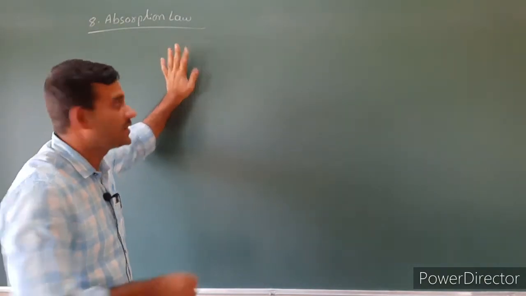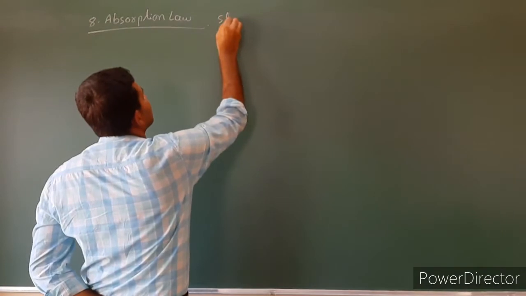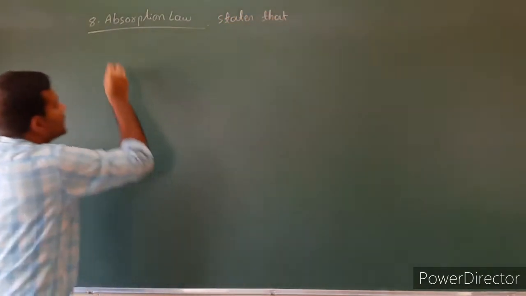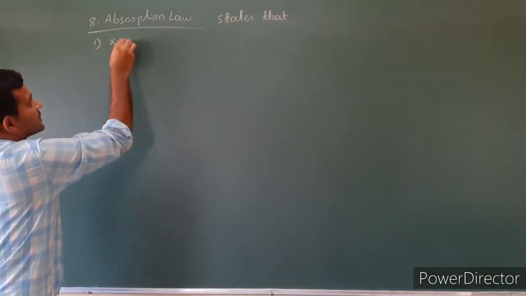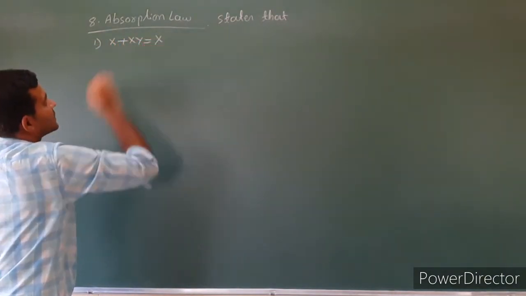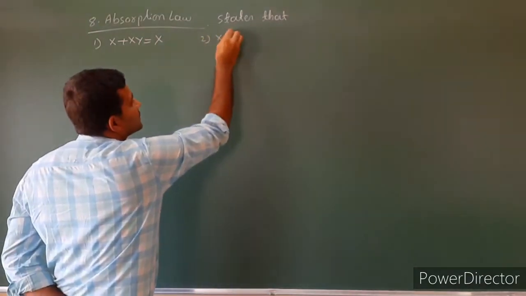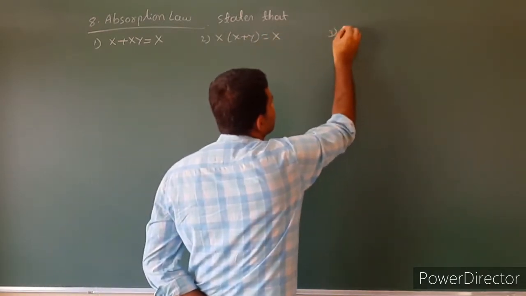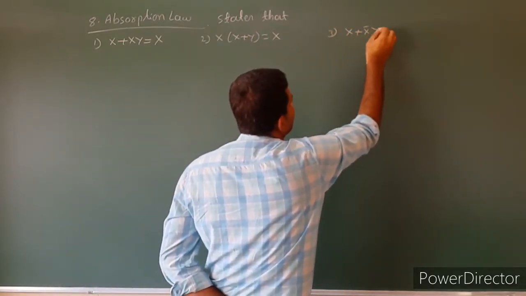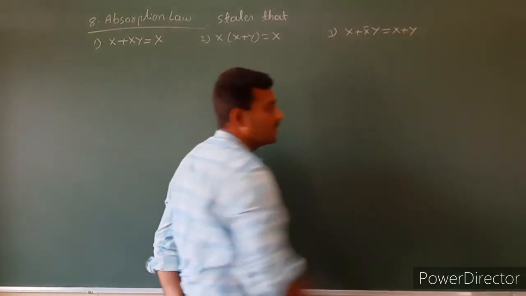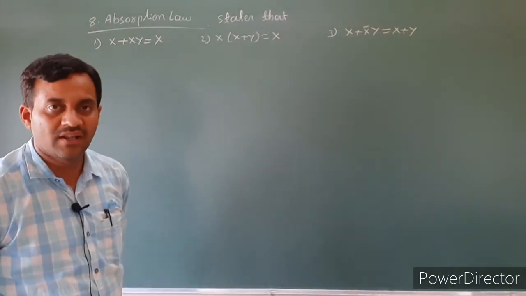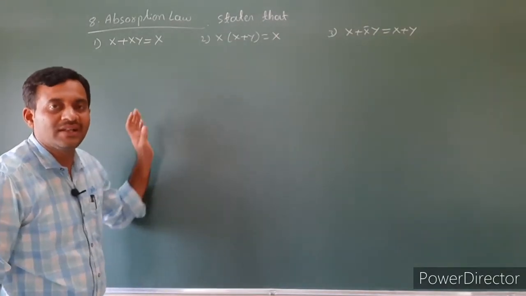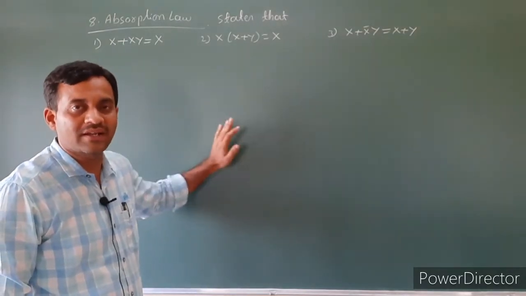The absorption law states that the first one, x plus xy which is equal to x, second one x into x plus y which is equal to x, and third one is x plus x bar y which is equal to x plus y. So these are the three absorption laws. Let's prove one by one. Here we have to prove that left hand side is equal to right hand side.